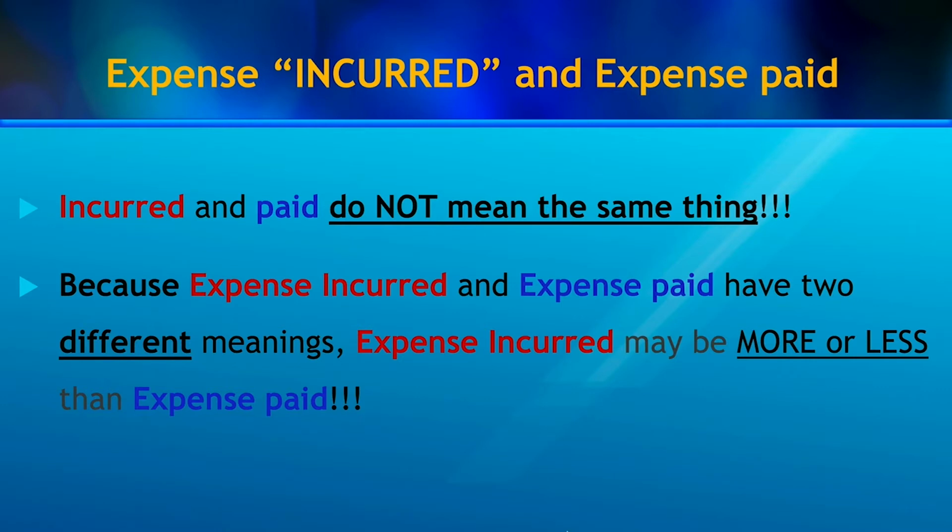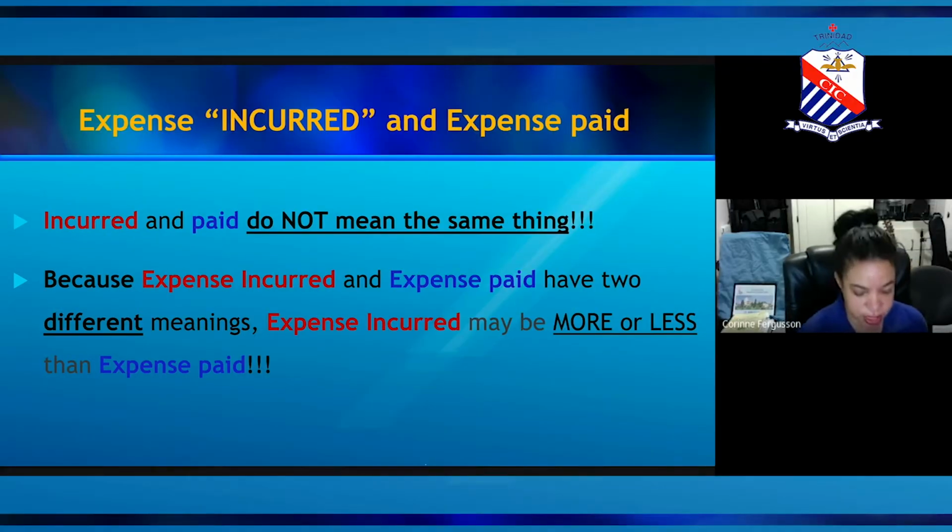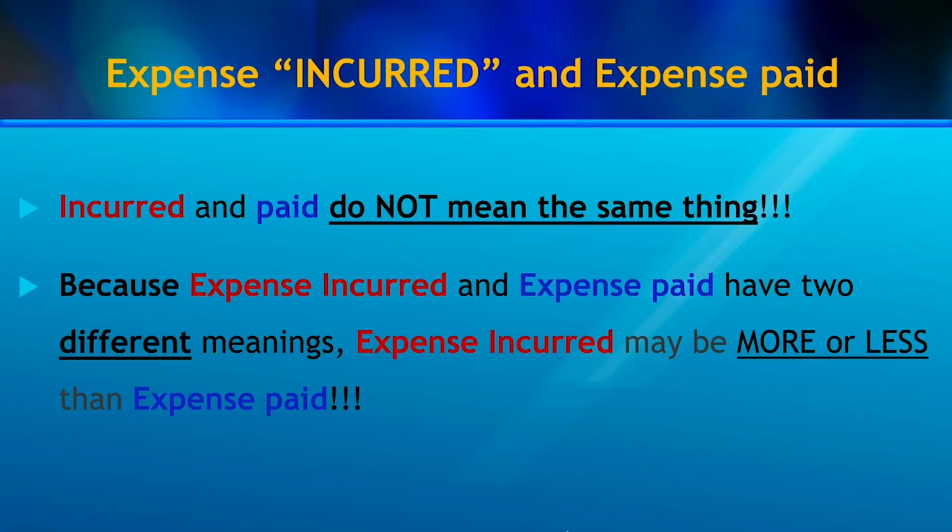That is why we have to do what is called the adjusting entry. Because what we're saying is that for the income statement, the amount that has to go into the income statement is the amount incurred rather than the amount that is paid. So you're going to use an example.